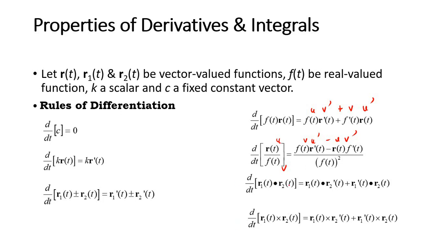This is d/dt of the dot product and d/dt of the cross product. They follow the product rule. So r1(t) dot r2'(t) plus r1'(t) dot r2(t). The cross product also satisfies the product rule: r1(t) cross r2'(t) plus r1'(t) cross r2(t).